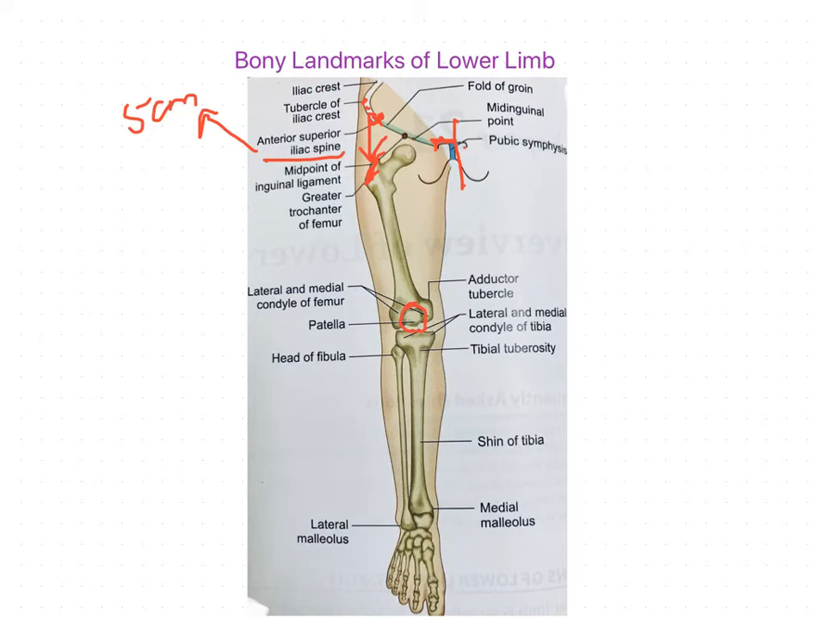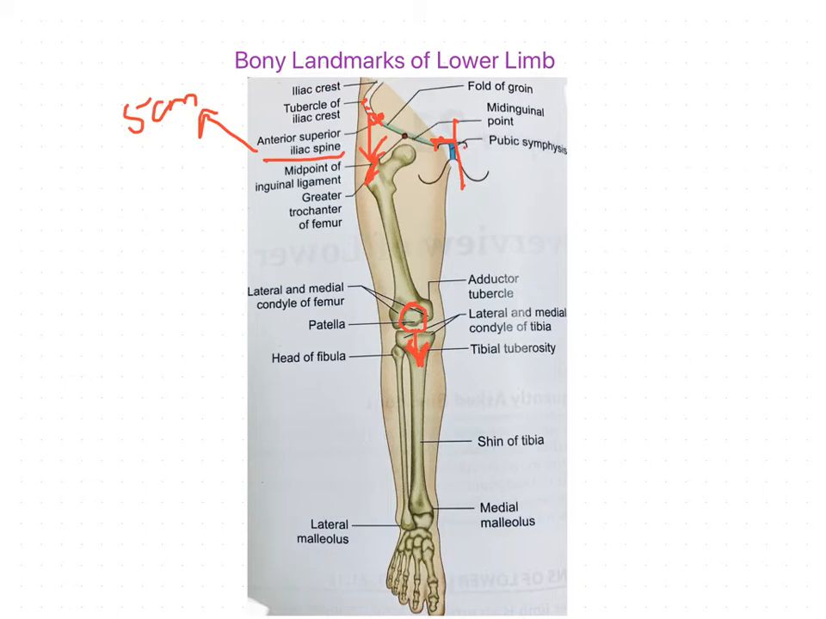And next, coming to the tibial tuberosity. So this is called the tibial tuberosity. It is a bony prominence felt about 4 to 5 centimeters below the patella. So below 4 to 5 centimeters of the patella, we can palpate the tibial tuberosity, which is present on the anterior aspect of the leg.